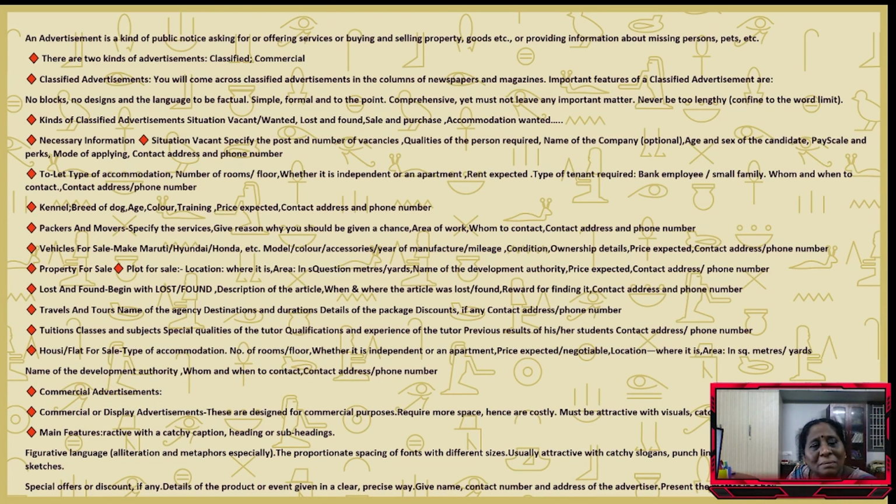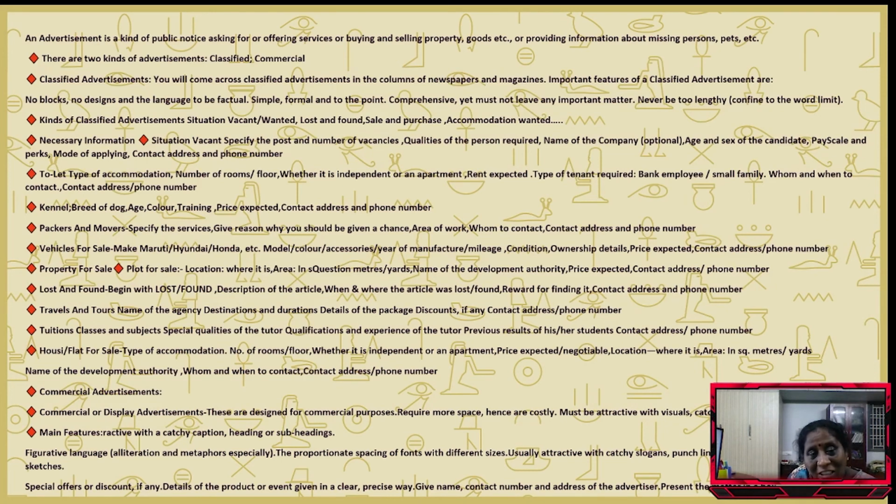So suppose we are going to give something, I'll just give you a quick hint. If it's a classified advertisement, we can come across all these in newspapers and other places. You can just have a look at it. You have to give certain necessary information, like what it is: situation vacant or wanted, or is it for sale and purchase, or is it accommodation wanted. Then if it's accommodation to let, you can say what type of accommodation it is, number of rooms, floor, how is the flooring, whether it's an independent house or an apartment. Then if it's a kennel, the breed of dog, age, color, the training.